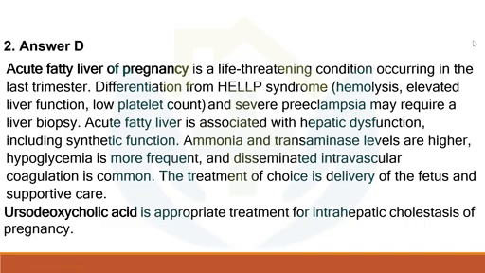So the exact diagnosis in this case is acute fatty liver of pregnancy. It is a life-threatening condition occurring in the last trimester. Differentiation from HELLP syndrome and severe preeclampsia may require a liver biopsy, but acute fatty liver of pregnancy is associated with hepatic dysfunction, including the synthetic function. Ammonia and transaminase levels are higher. Hypoglycemia is more frequent and disseminated intravascular coagulation is common. The treatment of choice for this is delivery of the fetus and supportive care.